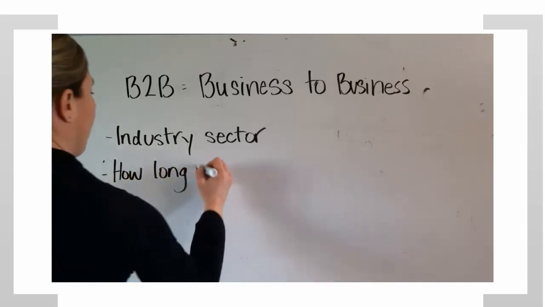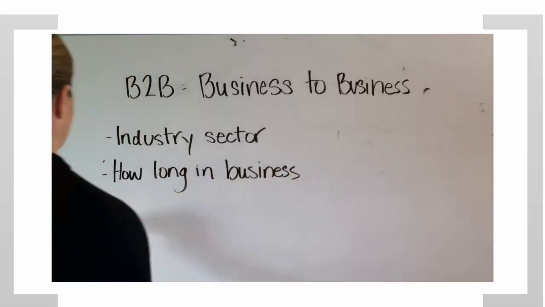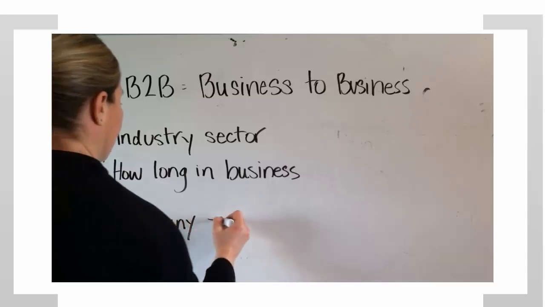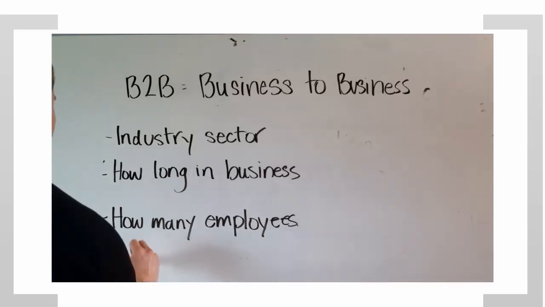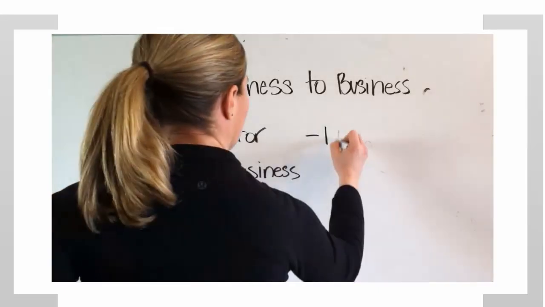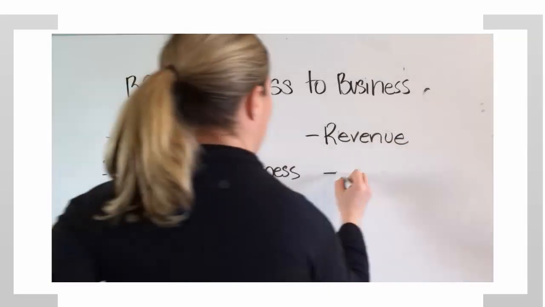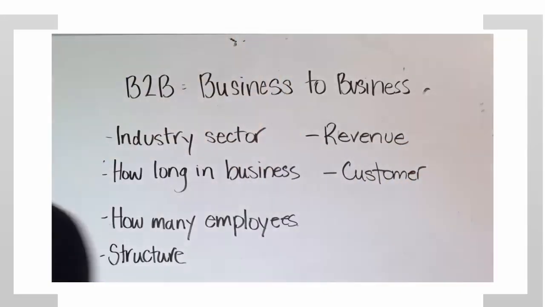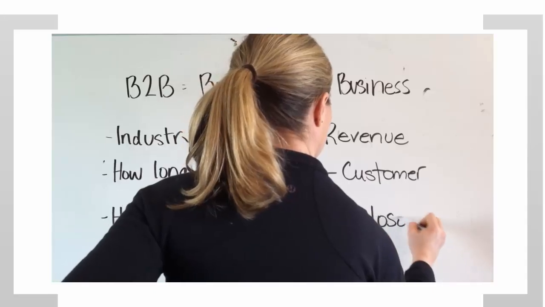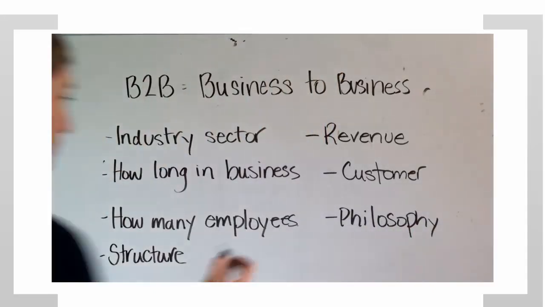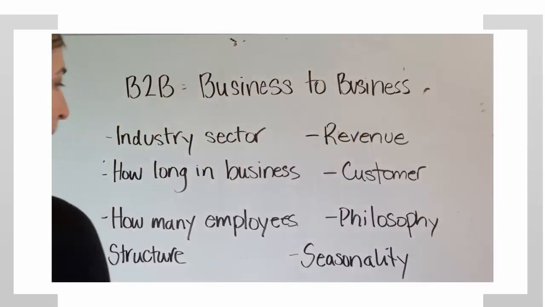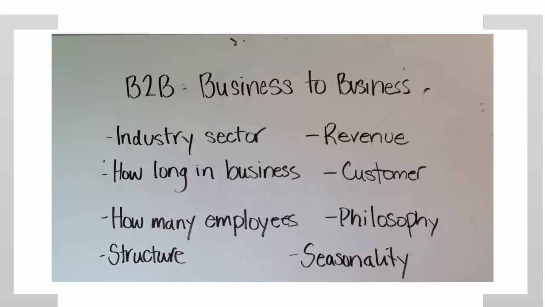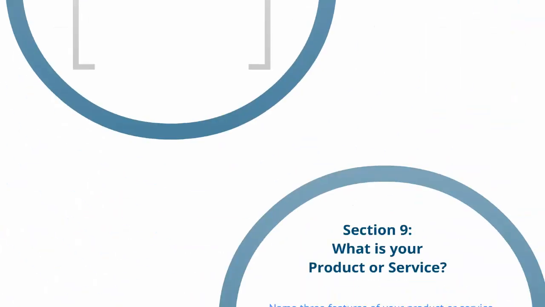How long have they been in business? How many employees do they have? What is their annual revenue? What is the business structure? Are they online? Are they in person? Do they serve locally or globally? Are they innovators or followers? What associations do they belong to? Most importantly, who are their customers? A lot of this information is often found on their website or annual reports.